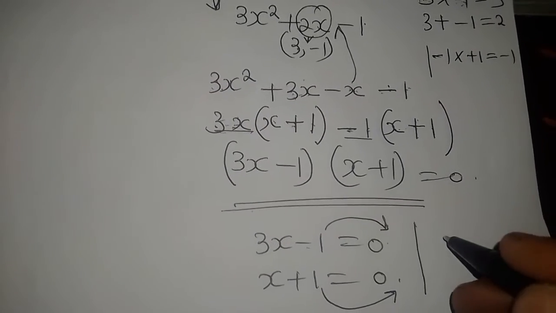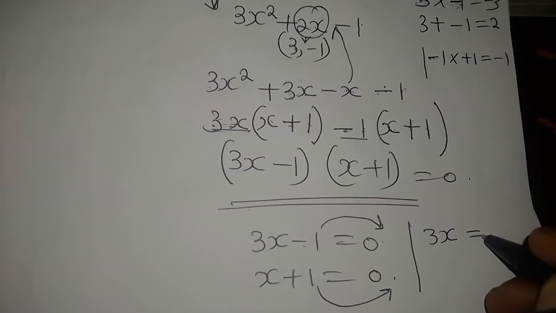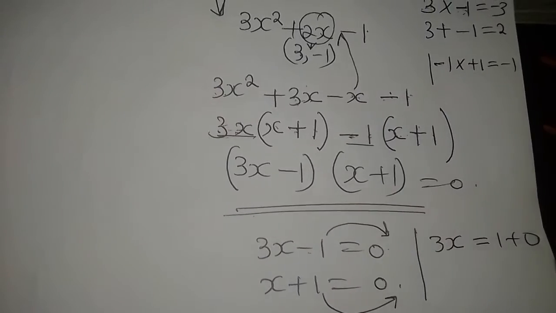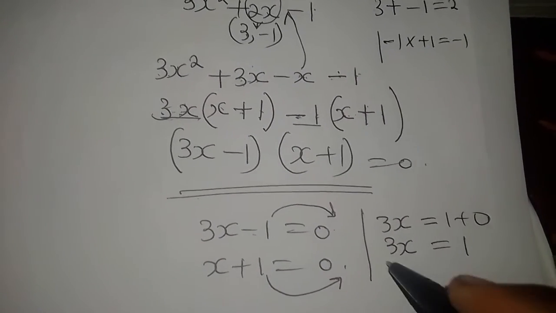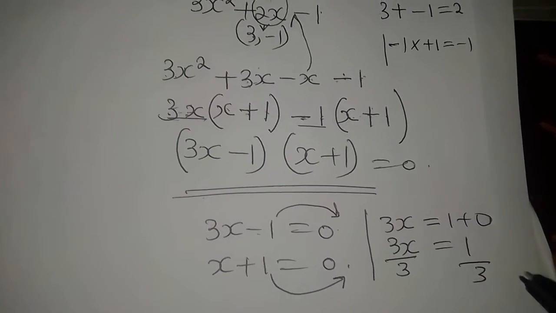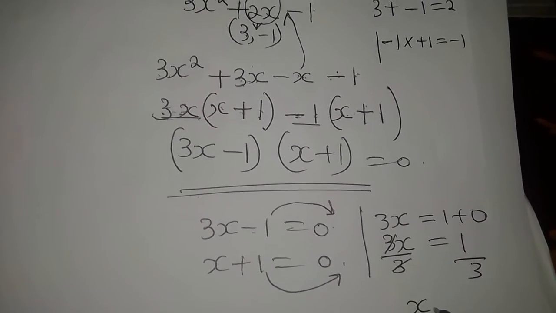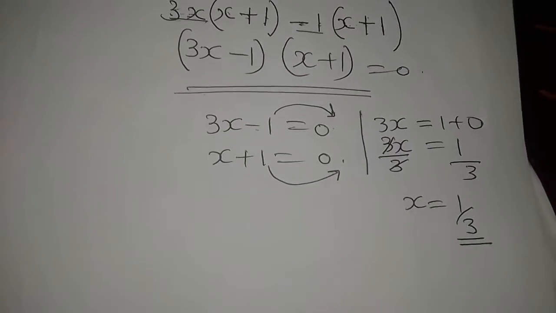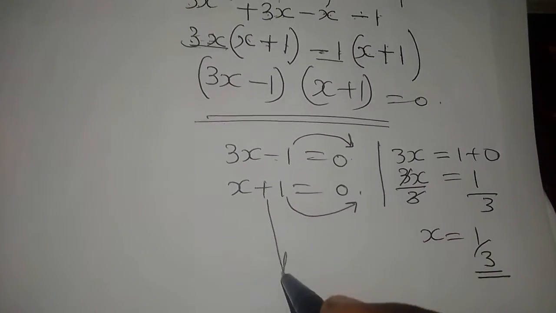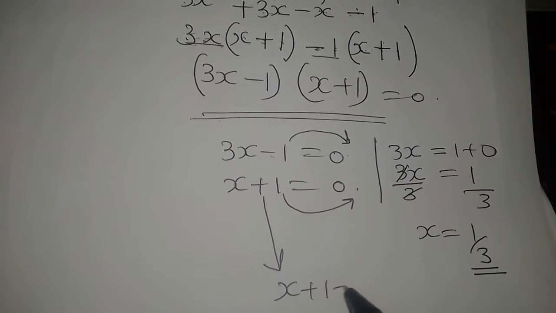So that means 3x is equal to 1 plus 0. Great. Then I'm going to have 3x is equal to 1. So divide by 3, divide by 3. So that means my first value of x, in as far as the turning point of the curve, is a third. Great. So when I come back here to this other one, I'll say x plus 1 is equal to 0.